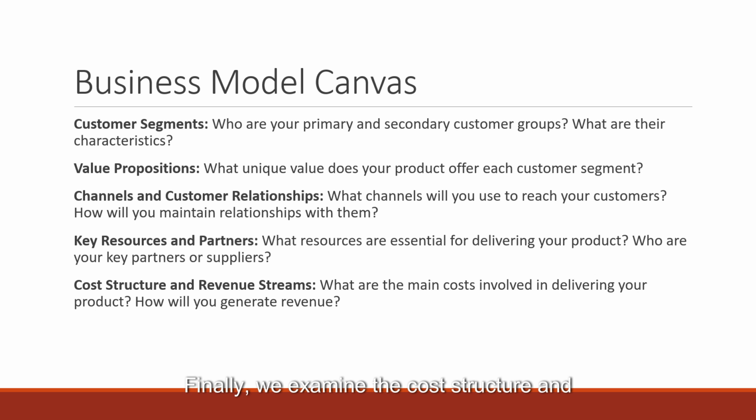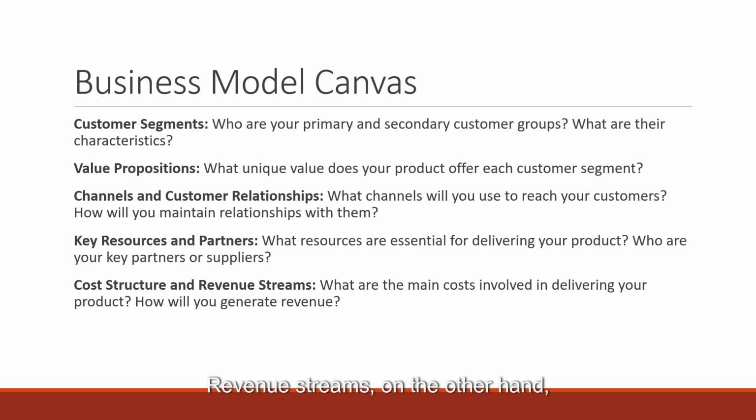Finally, we examine the cost structure and revenue streams of our business model. Cost structure involves identifying the main costs associated with delivering our product, including production, marketing, distribution, and operational expenses. Understanding these costs helps us make informed decisions about pricing, efficiency, and profitability.